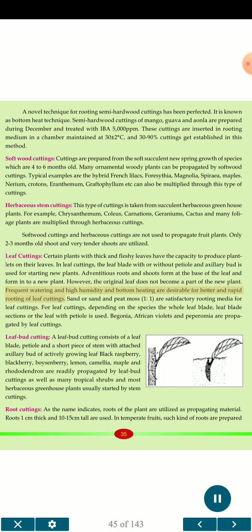Frequent watering, high humidity and bottom heating are desirable for better and rapid rooting of leaf cuttings. Sand, or sand and peat moss 1:1, are satisfactory rooting media for leaf cuttings. Depending on the species, the whole leaf blade, leaf sections or the leaf with petiole is used. Begonia, African violets and peperomia are propagated by leaf cuttings.